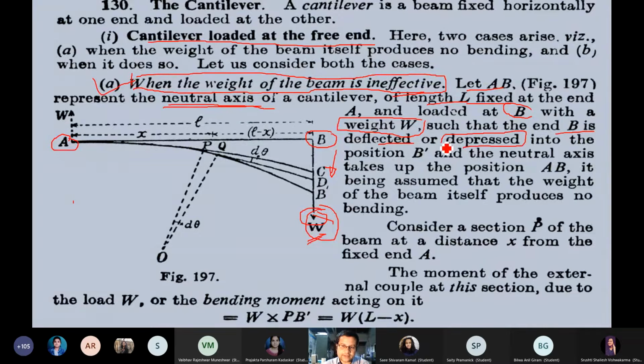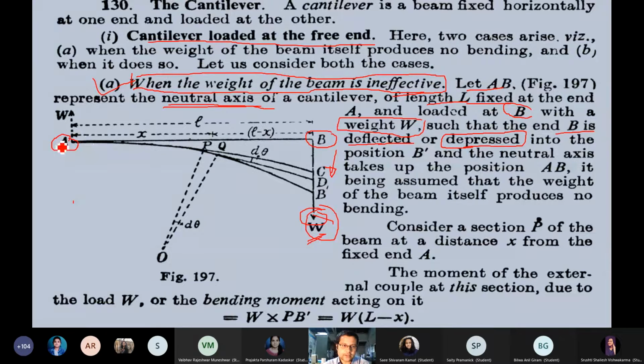Depressed is a word we generally use mechanically, when you put a certain force or weight, a tension acting in a certain direction because of gravity. That is what gives deflection to that particular beam, and that's the terminology over here: the deflection. So it is deflected from the original position, or depressed from the original position.